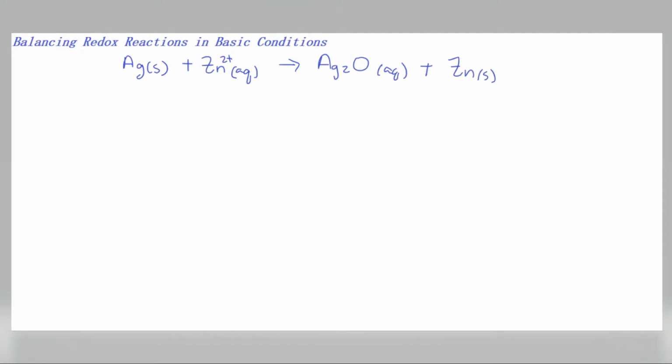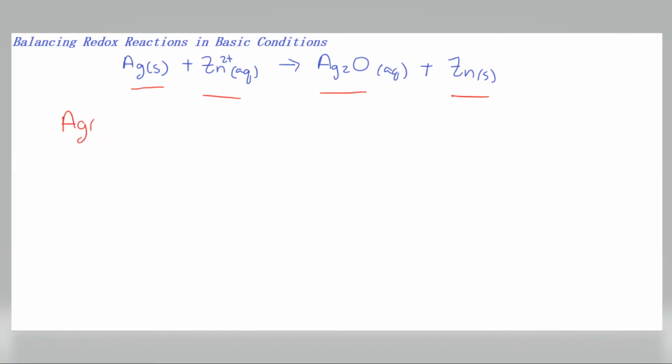So the first thing we need to do with this reaction is split it into two half reactions. The example is silver and your zinc ion transforming into silver oxide and your zinc solid. So your half reactions need to be essentially pulling out the atoms or the species that are similar, or at least have the same atoms in them.